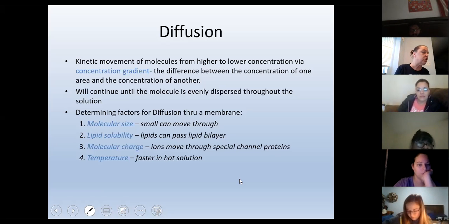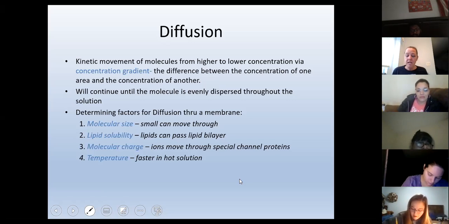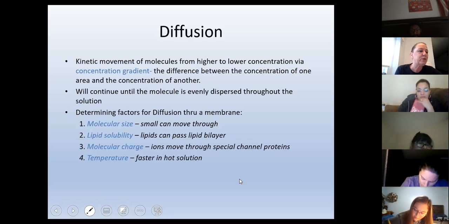Another mental image that I use for diffusion is pre-COVID. Everything has to be stated pre or post-COVID. That's where we are right now in our lives.